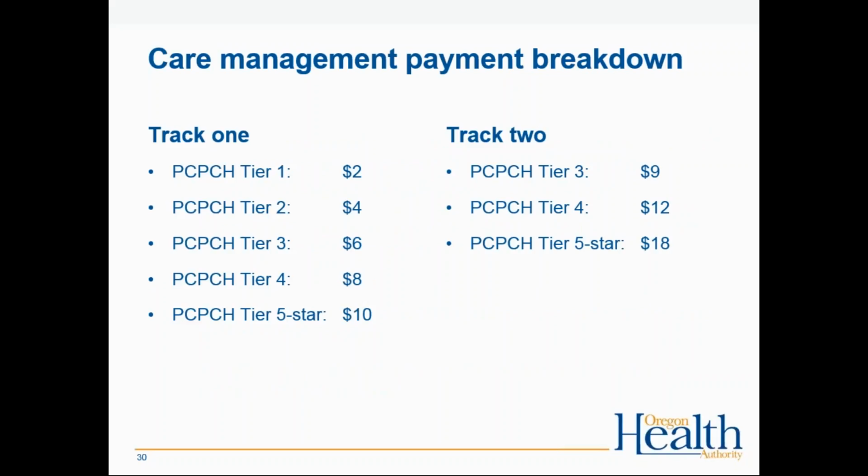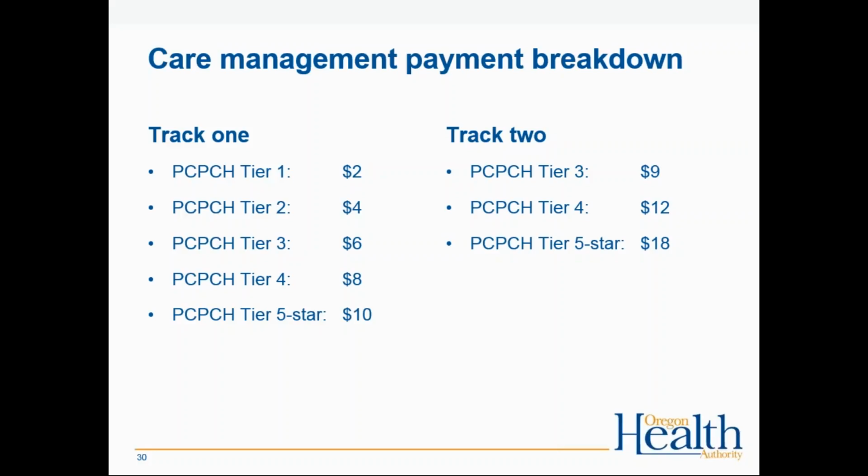So again, if you're familiar with CPC Plus, your clinic is in either track 1 or track 2. That's the track that you'll stay in for the entire 5-year project. The track 1 clinics are some of the clinics that are more at the beginning stages of doing this work. The track 2 clinics tend to be the clinics that offer more infrastructure, more robust advanced primary care for more complicated patients. And therefore, the care management payments, the monthly per member per month payments, are different in track 1 and track 2.